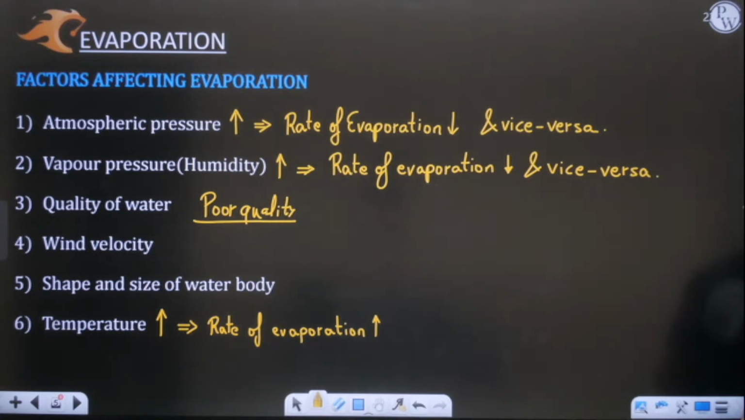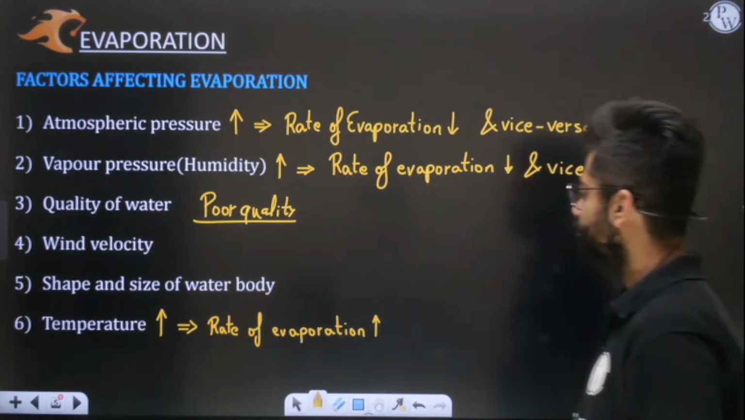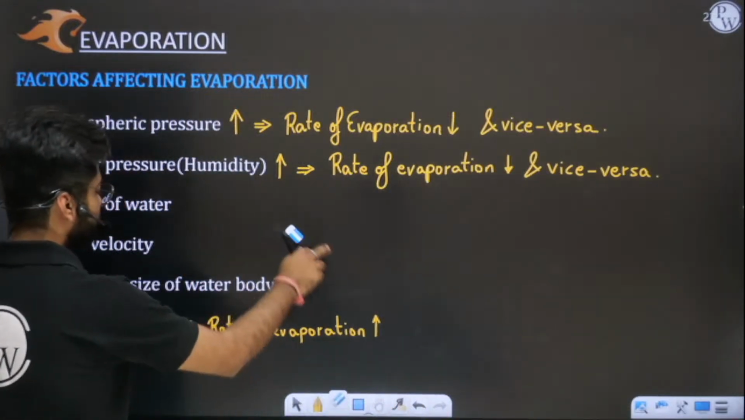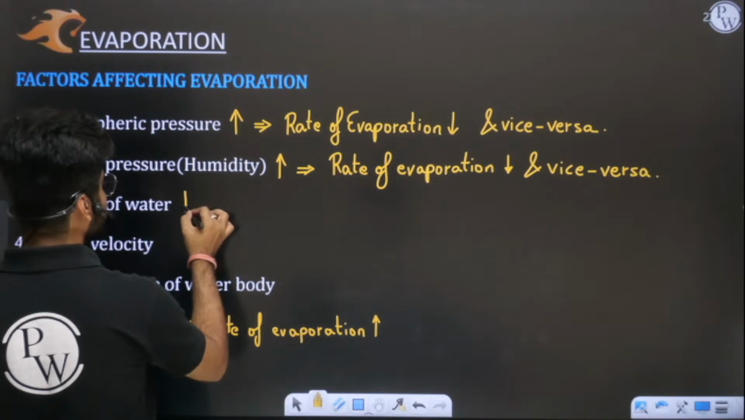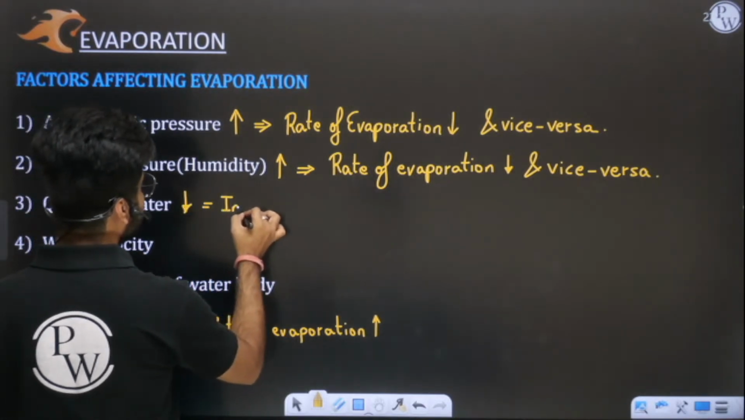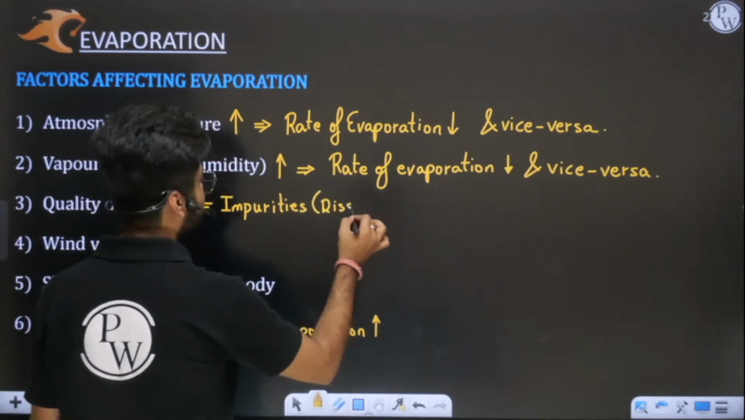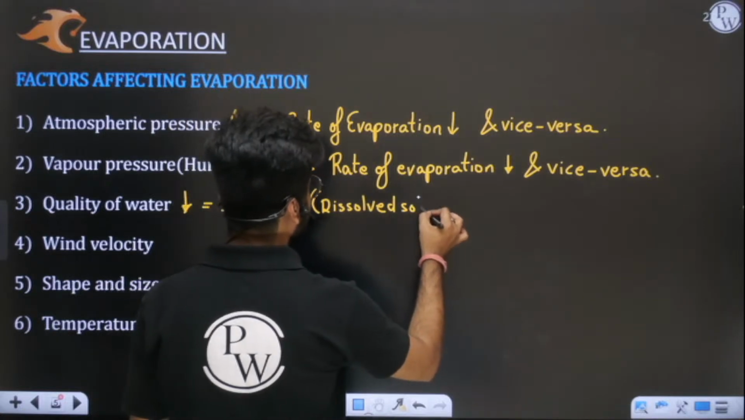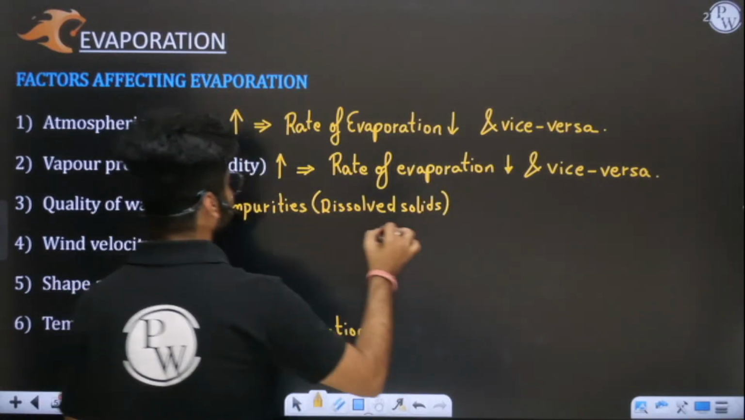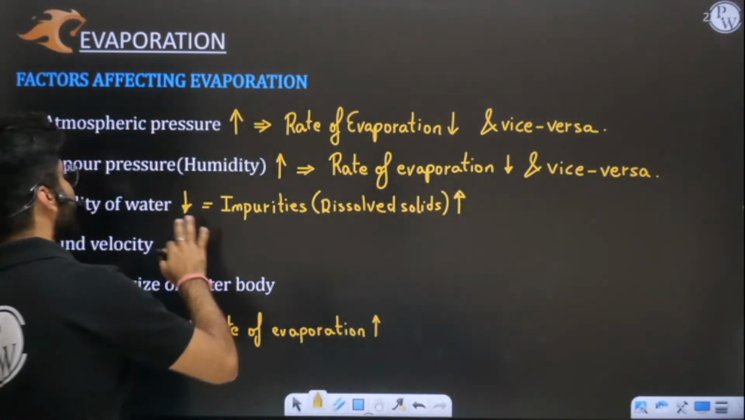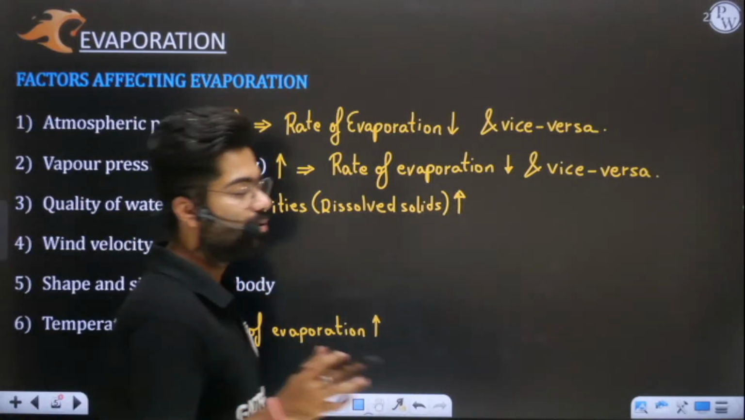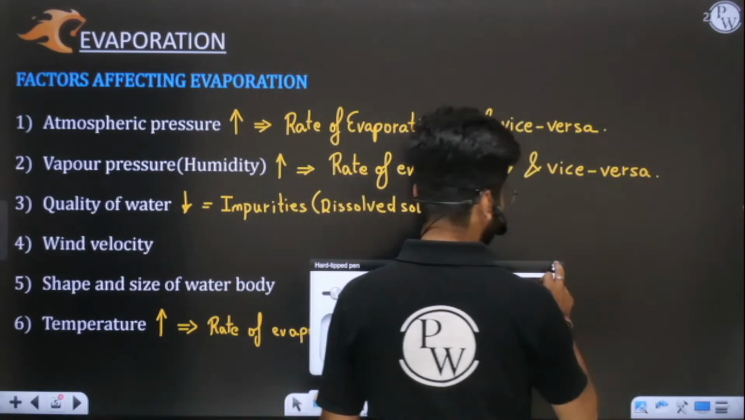Perfect, Sushil. You have given the correct answer here. Yes, if water quality decreases, we will have more impurities, or you can say dissolved solids. If we have more impurities, then poor quality of water will be there. When quality goes down, impurities increase. Now, whenever impurity increases, wait a second, let me draw the diagram here.